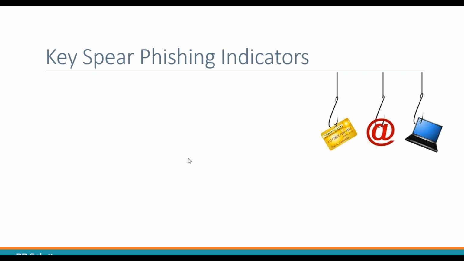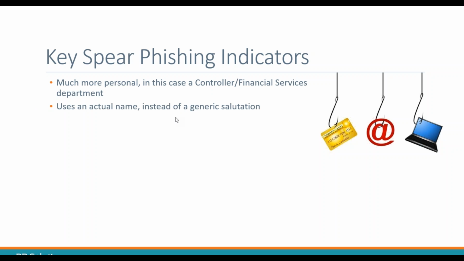So here's a few things to look out for that distinguish spear phishing. As I said, it's much more personal. This was a controller, financial services. It used the name, it used their department, where they're from. An actual name instead of a salutation. The language is very tight. Notice in the first example when we're talking about the Outlook web access stuff, it was dear user, suspicious activity from tech support, very robotic. This didn't seem very robotic. This seems like something that somebody would say to you in natural conversation.